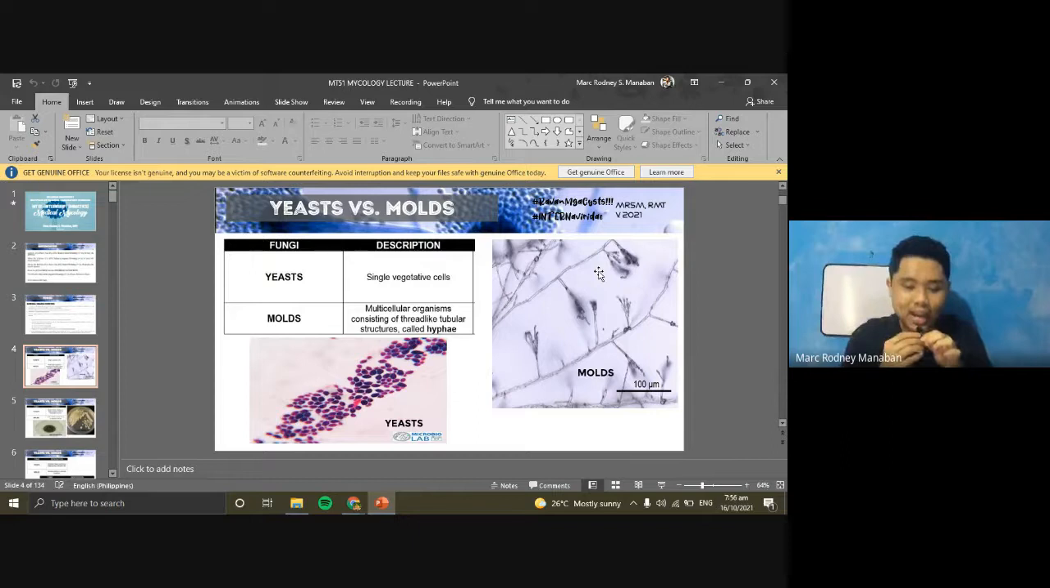So hyphae, ayan. So yeast again, unicellular, all right? Vegetative, single na mga cells. The molds are the multicellular ones, all right? And the molds are composed of filamentous structures. Again, they are filamentous in appearance, all right? And they are composed of your hyphae, all right?